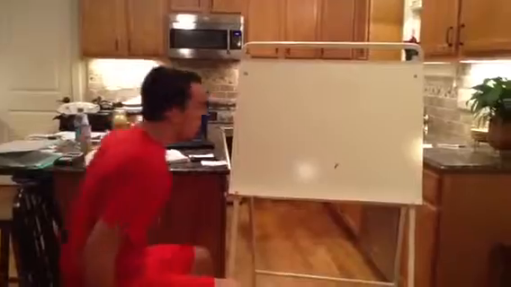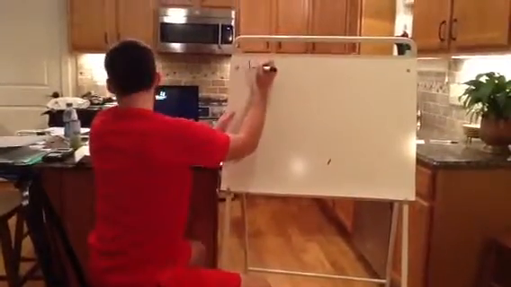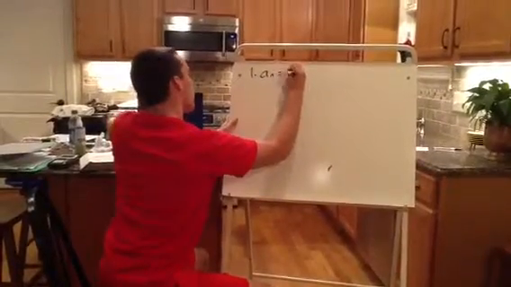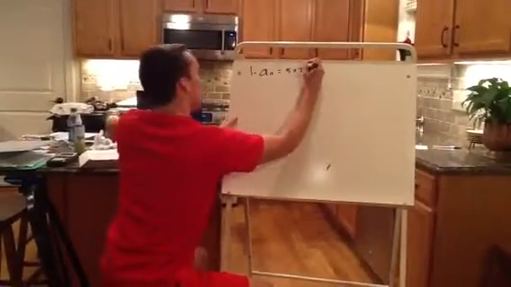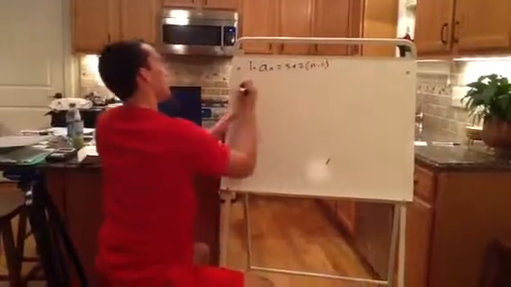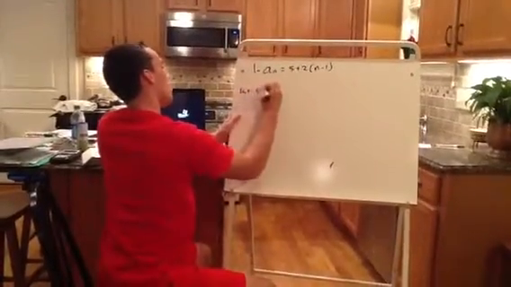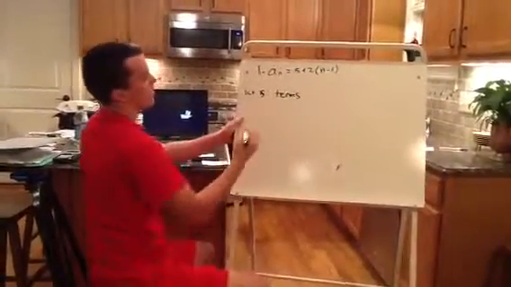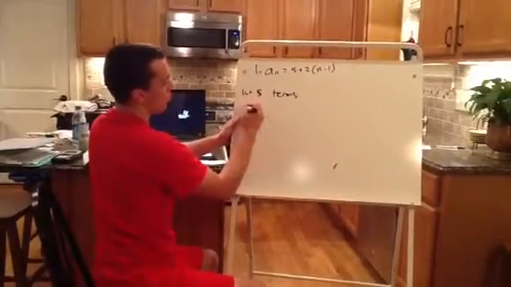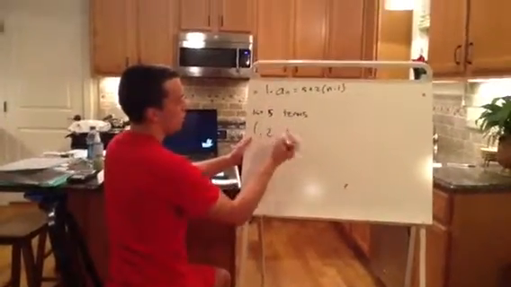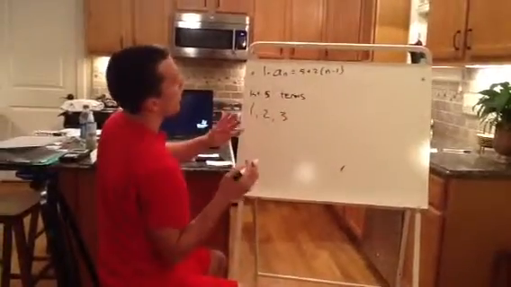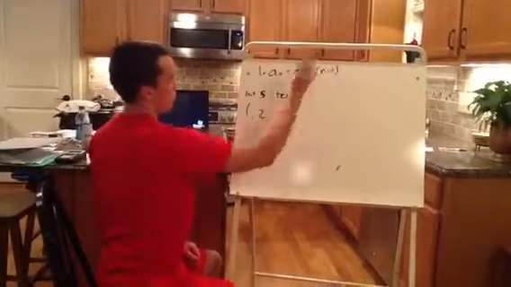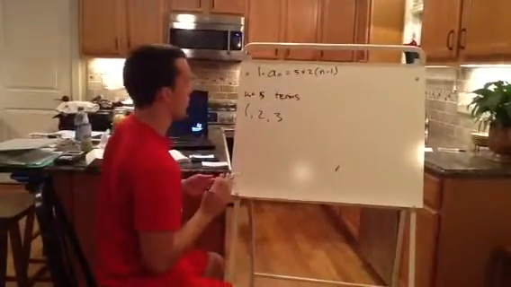Okay, so number 1 is a sub n equals 5 plus 2 times n minus 1, and it's looking for the first 5 terms. So all you have to do to find this is plug in 1 for the first term, 2 for the second term, 3 for the third one, you just plug it in for n. And you solve for this, so you're pretty much just doing basic math.